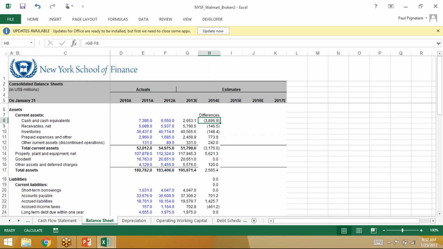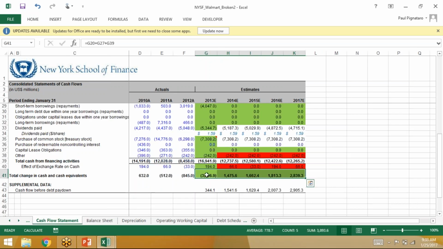So basically, what I'm trying to say is, what I should see in the cash flow statement is cash and cash equivalents going down by 3896.9. I know it should be going down because it's reducing here, and I know 3896.9 because that's how much it's changing. And if it does, I'm going to check it off or highlight it. So do I see a negative 3896.9 in the cash flow statement? Yes, I do.